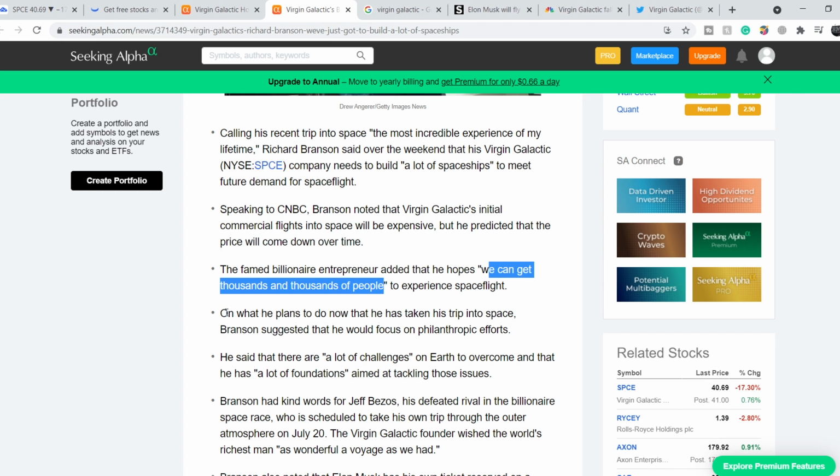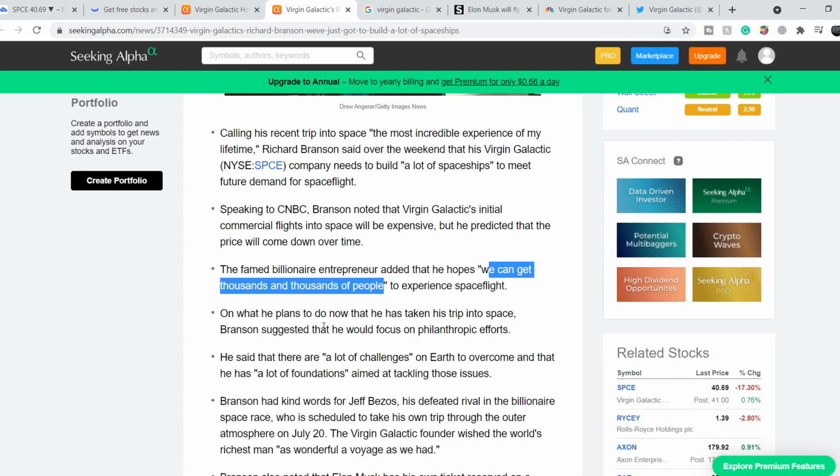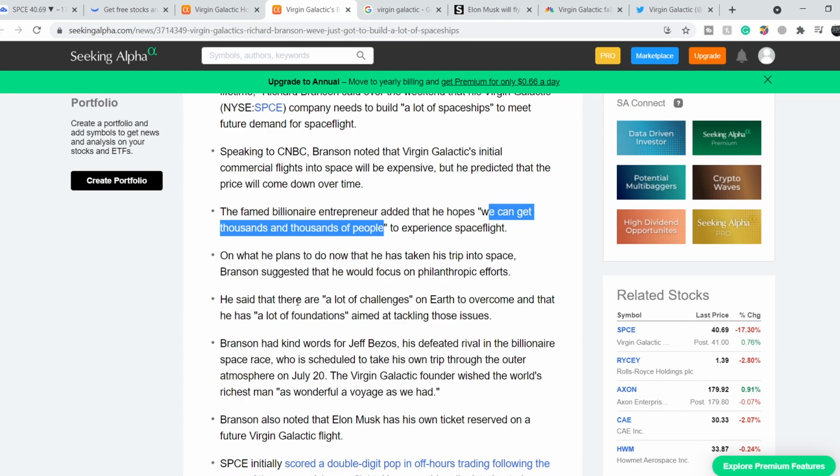On what he plans to do now that he has taken his trip into space, Branson suggested that he would focus on philanthropic efforts. He said that there are a lot of challenges on Earth to overcome and that he has a lot of foundations aimed at tackling those issues.